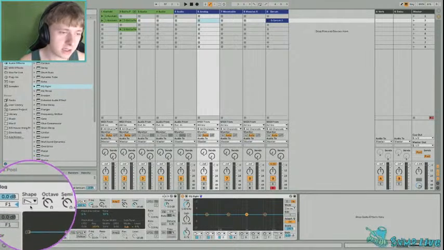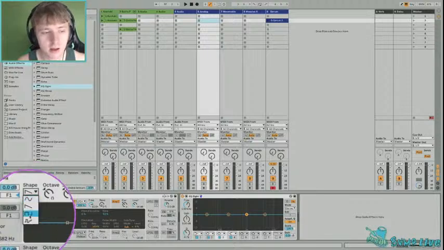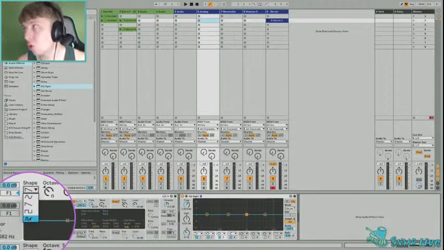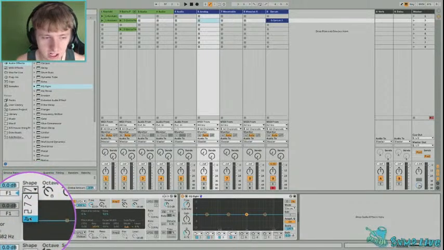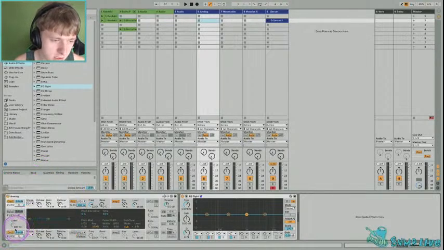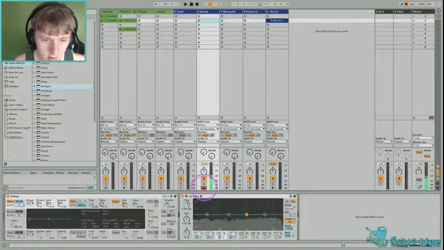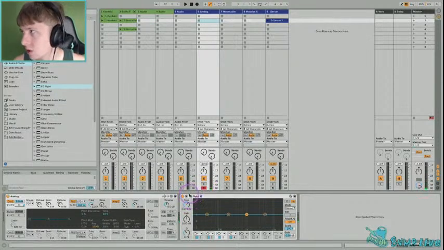It's got this shape. Right now it has a sawtooth shape. It's got a sine, square, and noise. This one is a noise oscillator. So if I turn it on noise, turn off oscillator 2, and turn on record ready for that track, you just get noise. Let me pull out the EQ so you can see what the frequencies look like.